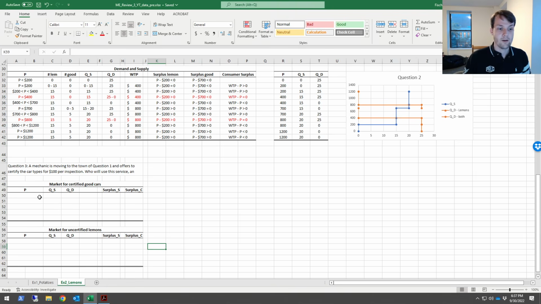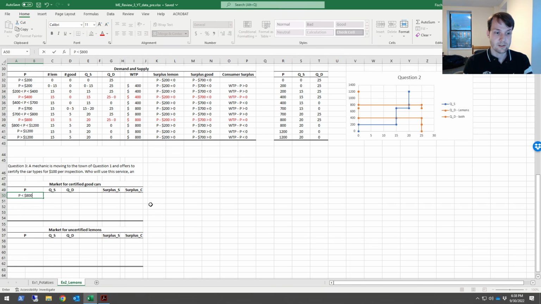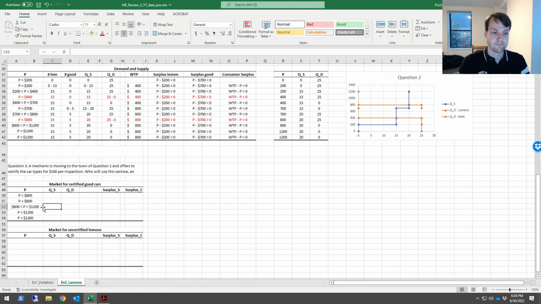Now we're going to first look at prices that are less than $800, right? This is the new willingness to sell. Then prices of exactly $800. We're going to look at prices that are between $800 and $1,200. And $1,200, that's the willingness to pay. We're going to look at a price of exactly $1,200 and prices above $1,200.